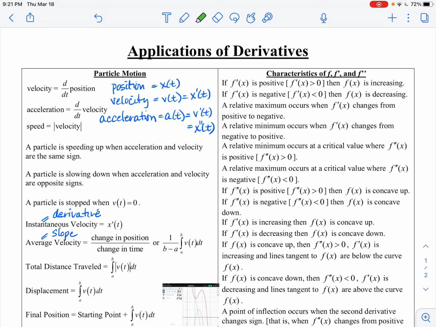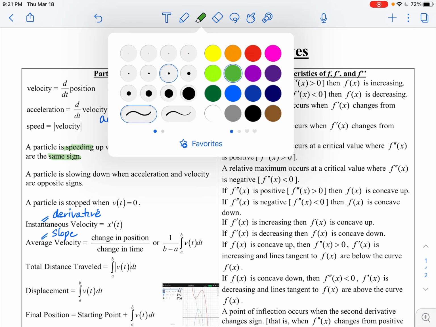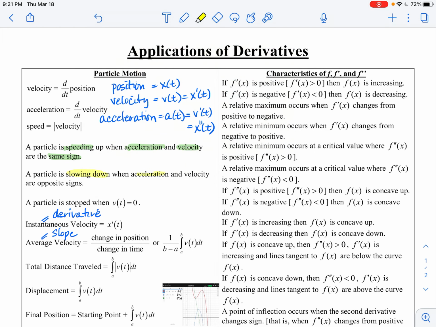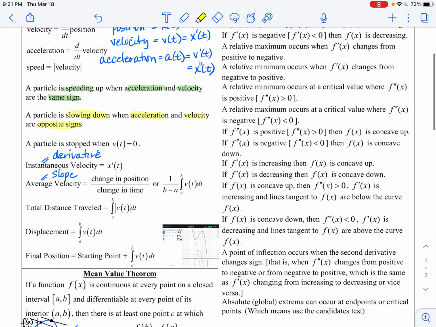We have a particle speeding up when acceleration and velocity have the same sign. And a particle is slowing down when acceleration and velocity have opposite signs. So then one will be positive and one will be negative. A particle is stopped when the velocity is equal to 0.